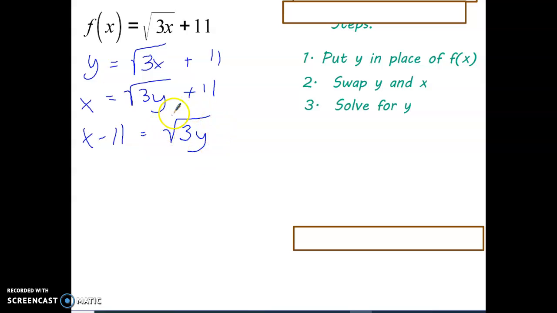Okay, so you see now I have the square root over here. So now I'm ready to square both sides. So pay attention to this. I'm going to square here, but I have to square the left-hand side, right? I'm not just squaring 11. I'm not just squaring x. I'm squaring that whole left-hand side, so I need to use parentheses.